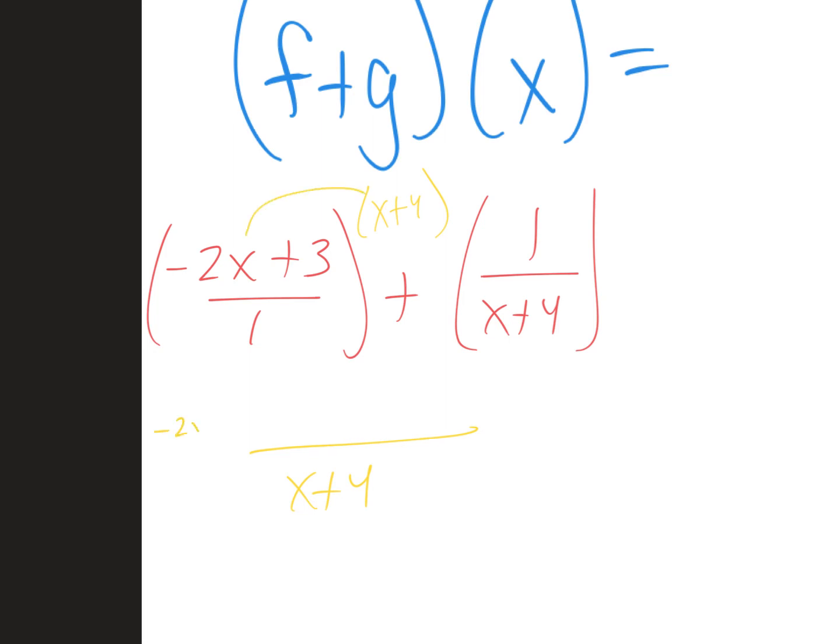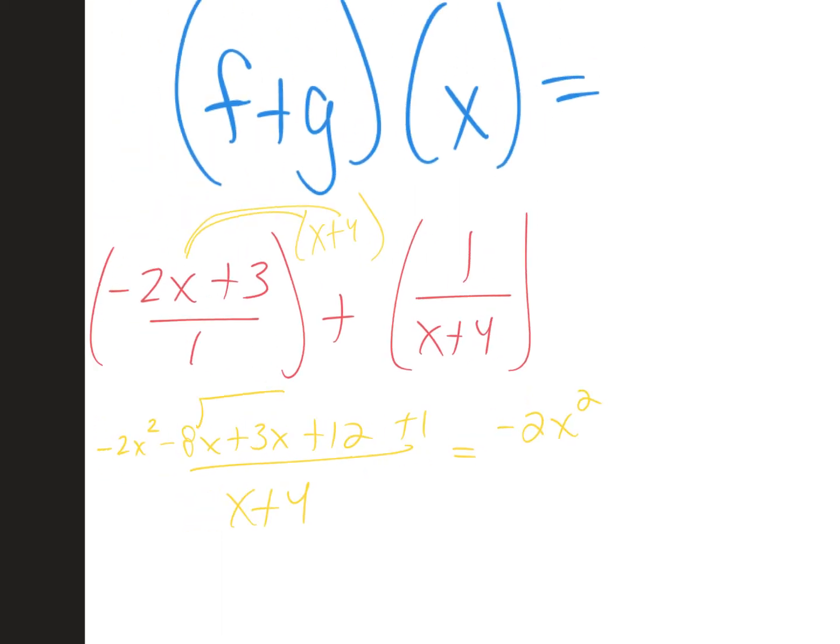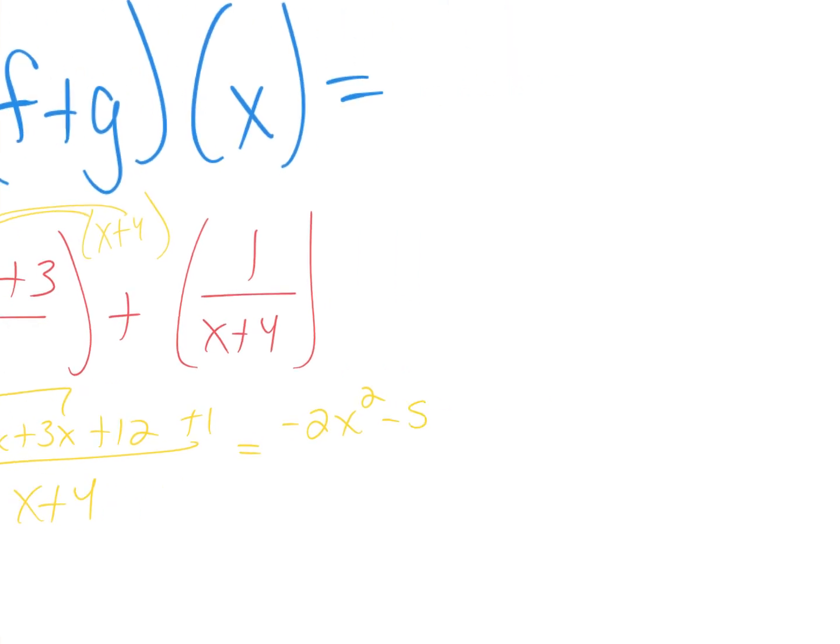So I have negative 2x squared minus 8x plus 3x plus 12. And then I have plus 1. Agreed? Okay, so let's combine like terms. I have negative 2x squared. A negative 8 and a positive 3 is going to give me minus 5x, right? And then 12 and 1 is 13 over x plus 4. Now, you're not asked here to factor or anything like that. All you were doing was combining them. So you added them together. There's your adding together. That's perfectly fine.